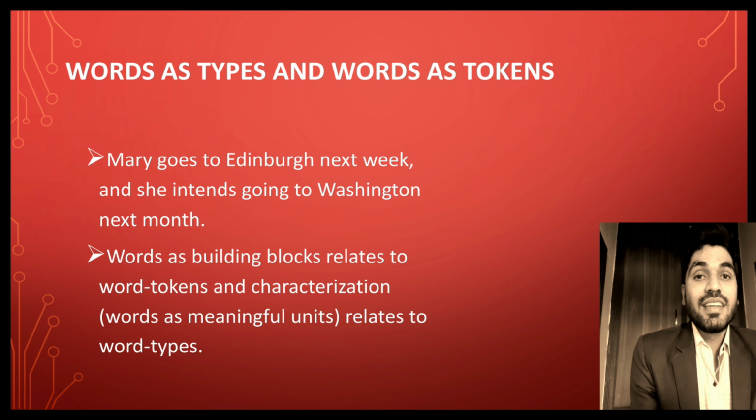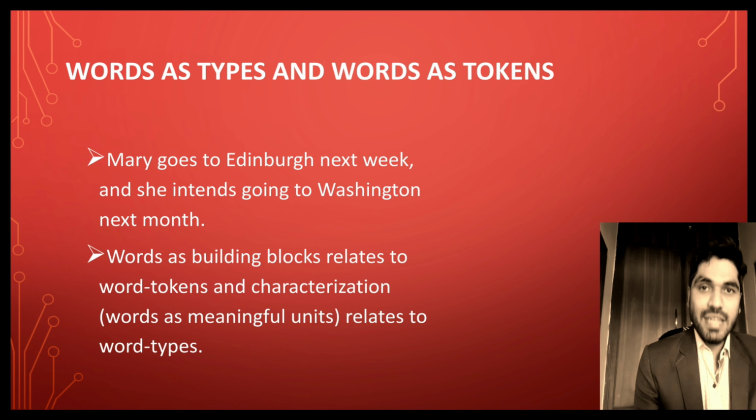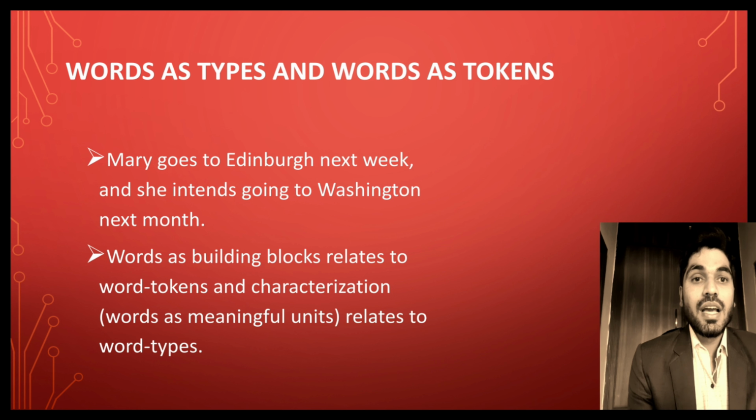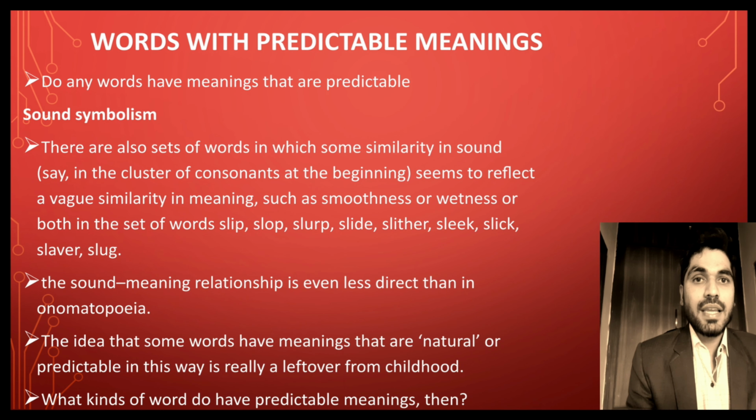Now what? Don't you think these are tokens as well? So this is a kind of ambiguity between word types and word tokens. It was necessary to know this, so I tried to explain it a little. Okay, go to the next slide.